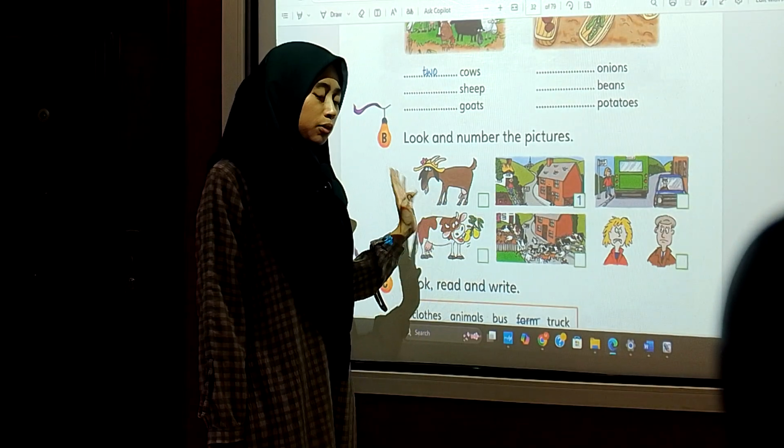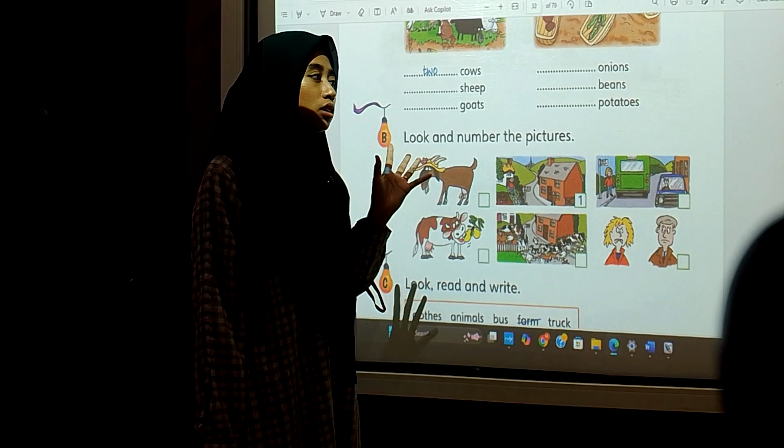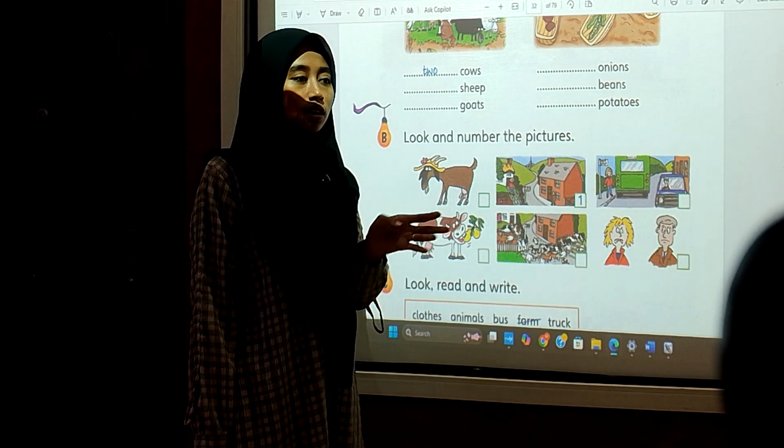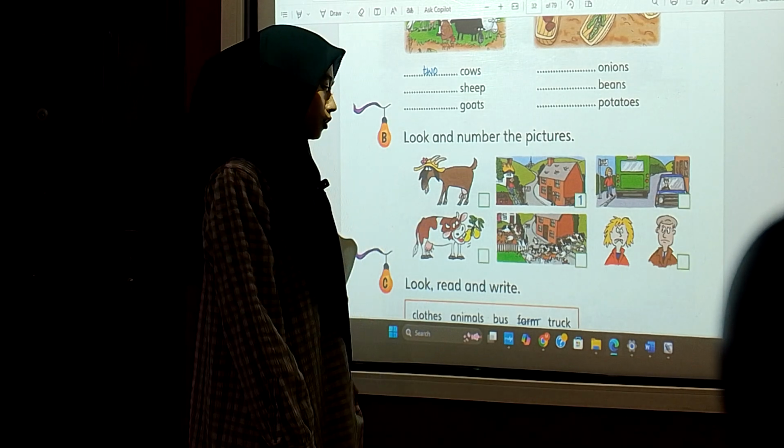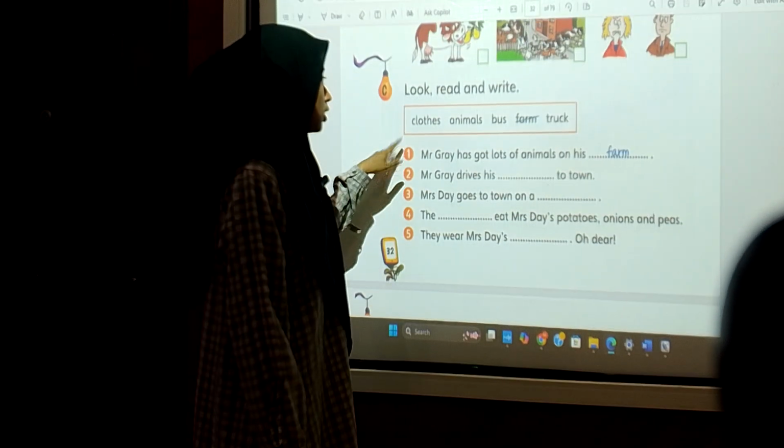There are 6 pictures, so you have to arrange, starting from what happened first, and then what comes next, until the sixth or the last. Okay. And then I go to the C.